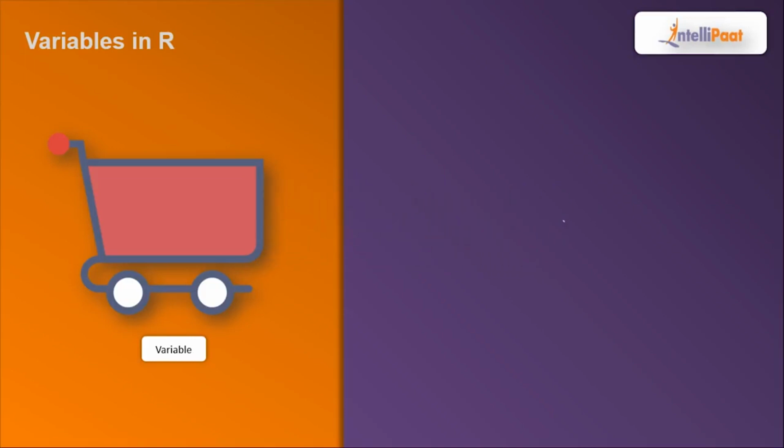So this is the basic premise behind a variable. It provides a temporary storage space where we can keep on changing the values. Right. So now that we've understood what exactly is a variable, let's head on to RStudio and implement some variables.